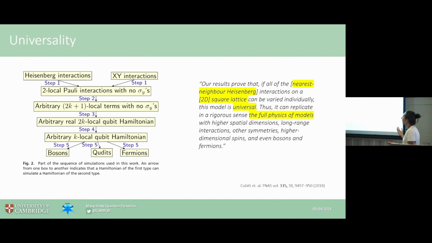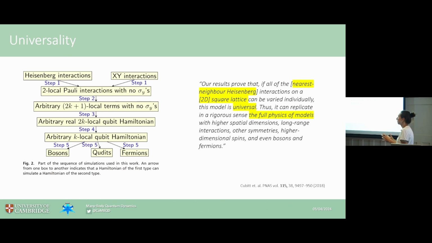In this paper by Toby Cubitt, using some sort of perturbative gadgets, he shows that just with nearest neighbor Heisenberg interactions and nearest neighbor XY interactions, this can be used to simulate many other different types of Hamiltonians, even with long-range interactions or other types of symmetries, or higher dimensional spins. There are some cute little gadgets that you can use to transform analog simulators into other analog simulators. In particular, he claims that what is required is the local tunability of these nearest neighbor Heisenberg interactions.